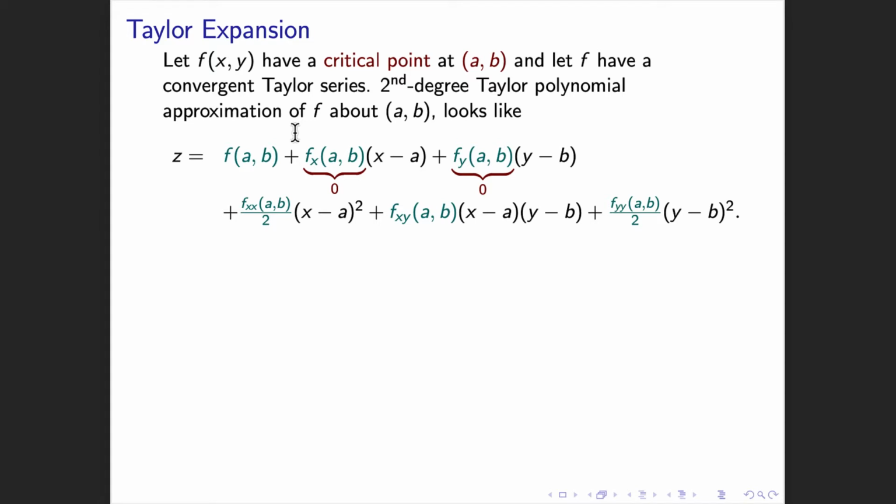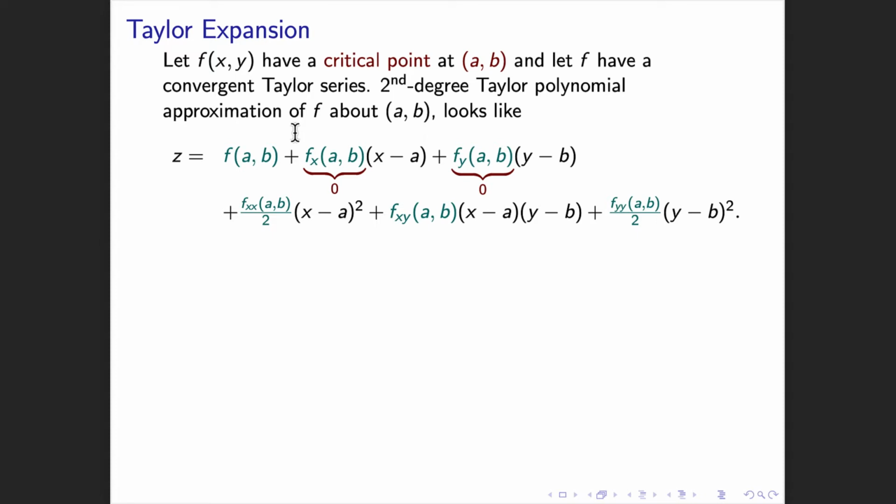Output z is going to be equal to f at the point plus f sub x at the point times x minus a plus f sub y at the point times y minus b plus f sub xx at the point divided by 2 times x minus a to the power 2 plus f sub xy at the point times x minus a times y minus b plus f sub yy at the point divided by 2 times y minus b to the power 2. Notice, because we chose the point to be the critical point, f sub x and f sub y at the point are going to be 0.